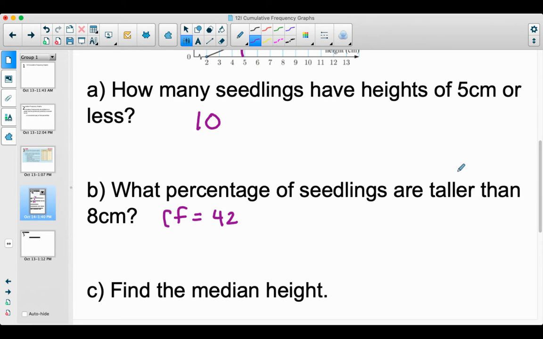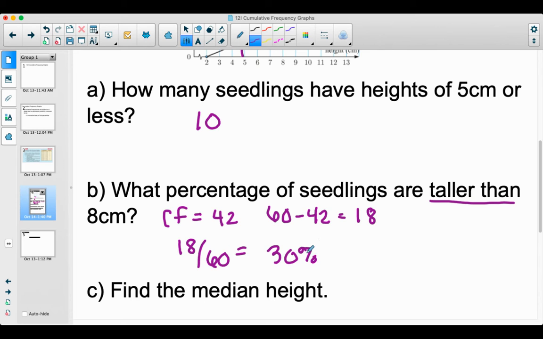And because it says taller, that means I want to be higher than that. And so out of the 60 total, if I subtract the 42, that means that I have 18 of them that are taller than 8 centimeters. So 18 out of the 60 gives me about 30% if we round that. So 30% of them are going to be taller than 8 centimeters.